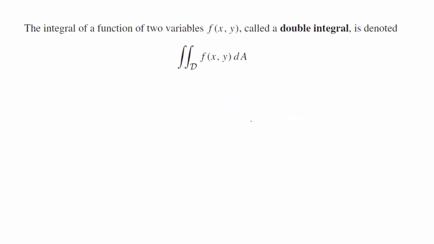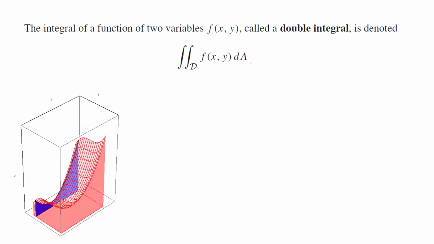The integral of a function of two variables, f of x and y, is called the double integral, and it's denoted by, as you can see, two integral symbols over region D of the function f of x and y, dA. This dA represents dx dy, or dy dx, depending on how you are completing the integral.